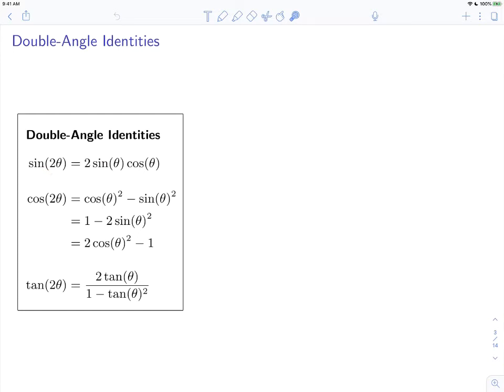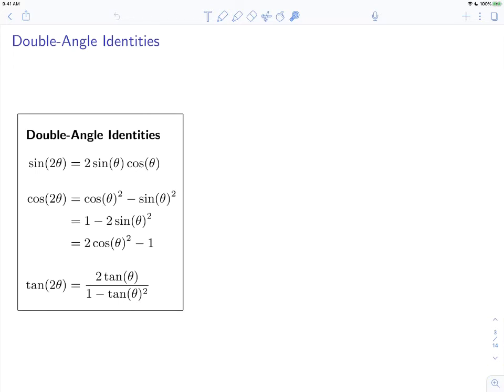Sine of 2 theta is equal to 2 times sine of theta times cosine of theta. Cosine of 2 theta is equal to cosine theta squared minus sine of theta squared. We can also write cosine of 2 theta as 1 minus 2 times sine of theta squared, or 2 times cosine theta squared minus 1. Tangent of 2 theta can be written as 2 times tangent theta divided by 1 minus tangent theta squared.